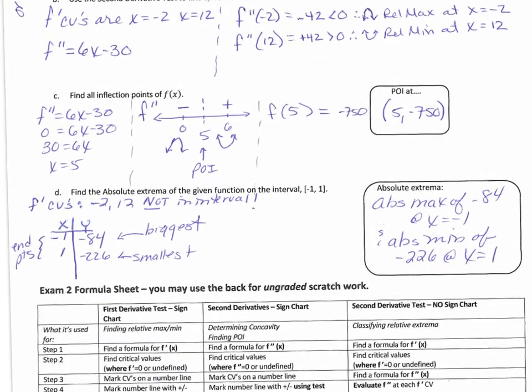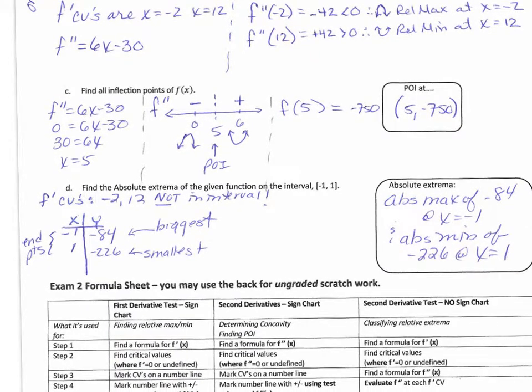For part C, you're looking for an inflection point. We already have the first and second derivative. So write your second derivative down. Solve it for the second derivative CV. This is the second derivative critical value, not the first derivative.